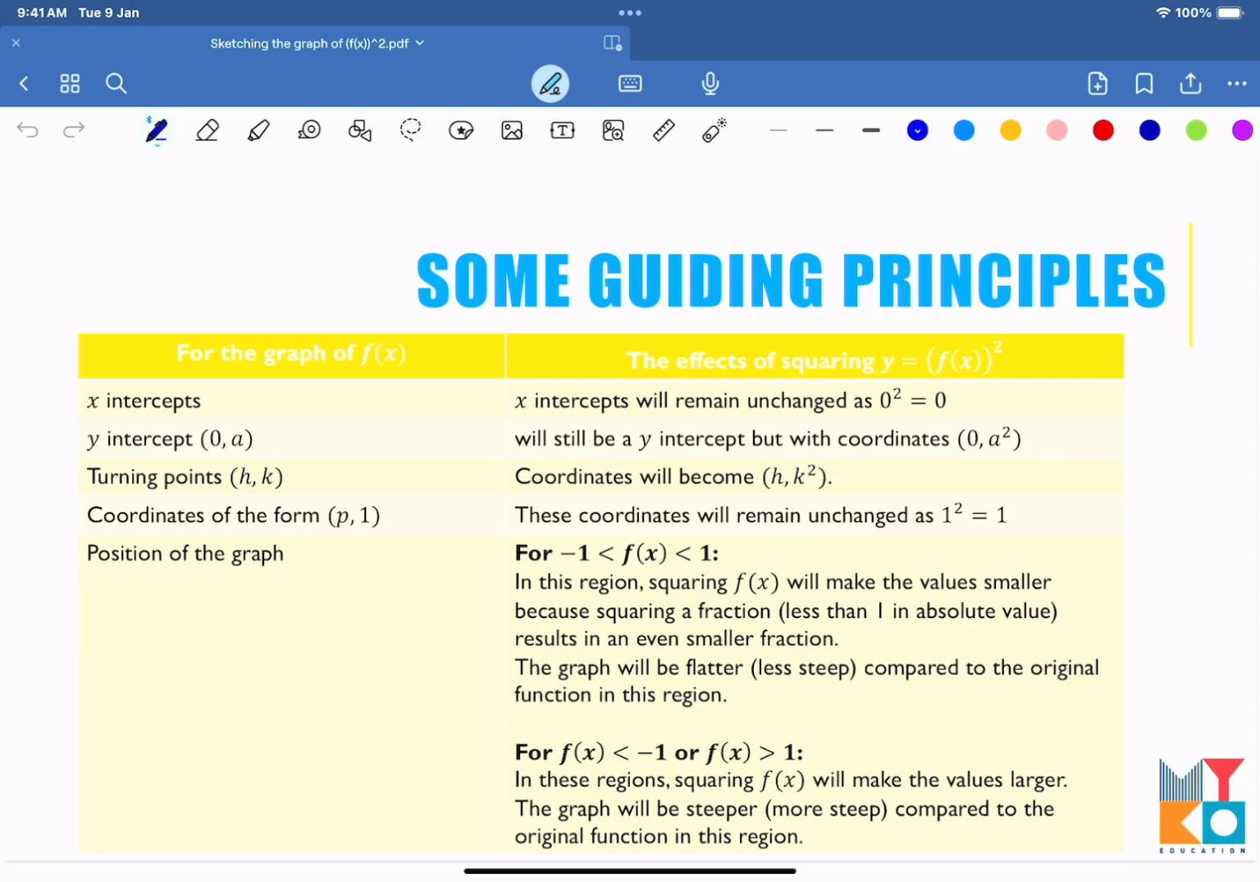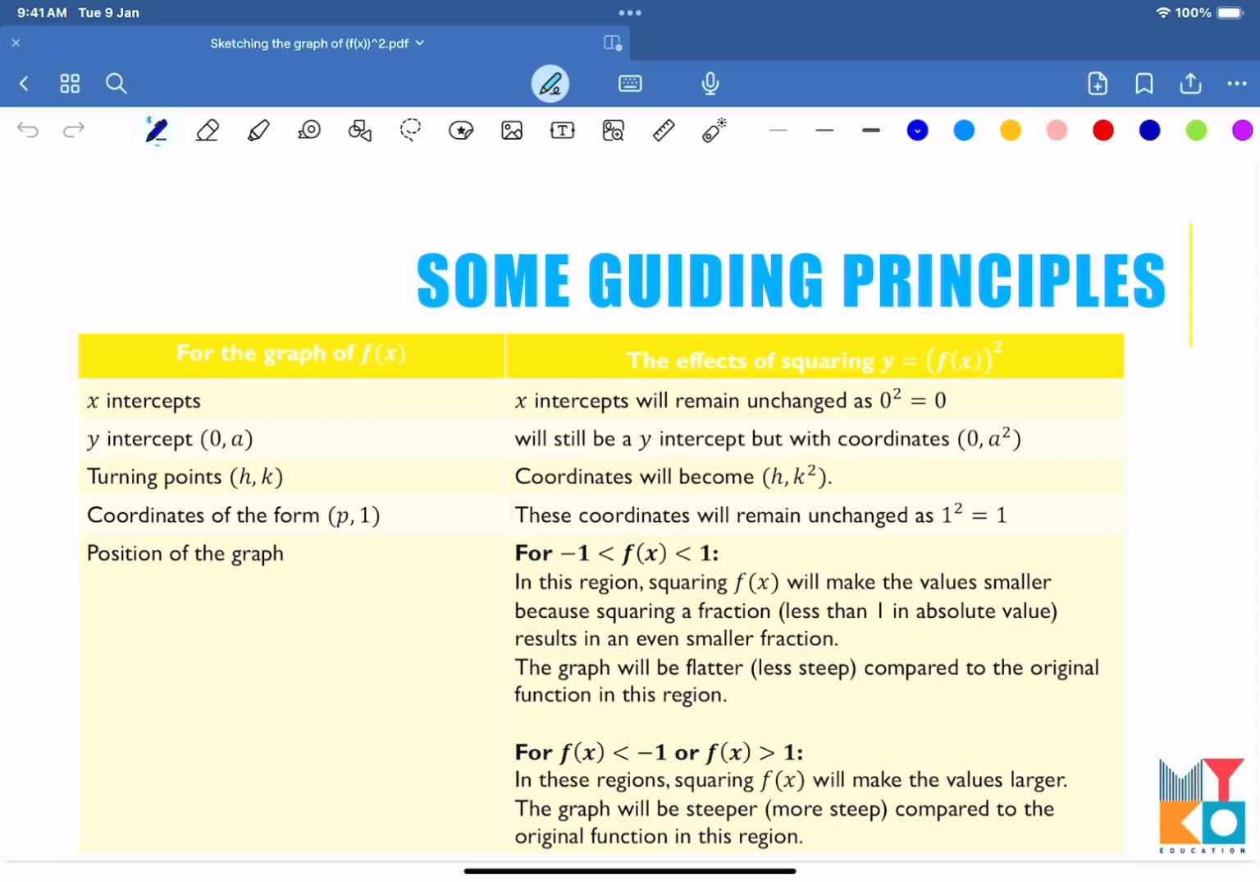If you look at the y-intercept, say for example it is (0, a), it will still be a y-intercept, but the coordinates will change. It will become (0, a squared). So the y-coordinate has to be squared. In terms of the turning point, it's going to be changed as well. It will still be a turning point, but the coordinates will be (h, k squared) if the original turning point is (h, k). So what you can see is that while the x-coordinate remains the same, the y-coordinate is being squared.